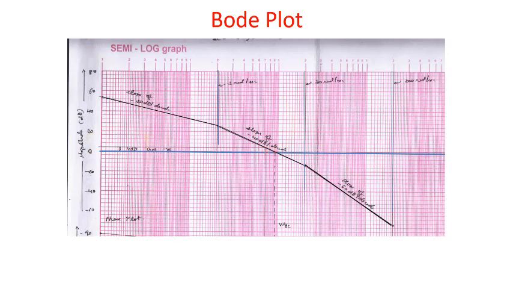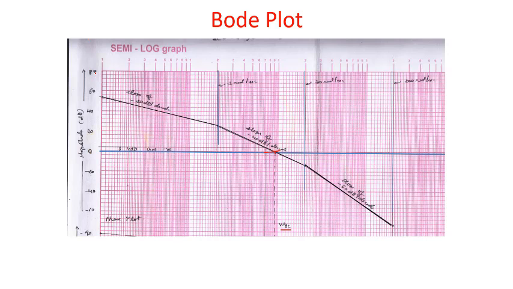Then we can see here there is one intersection between the magnitude line and the 0 dB line. This one you highlight. This is called the gain crossover frequency. So this is going to help us to comment on the stability of the system. Okay. Next we need to go for the phase plot.